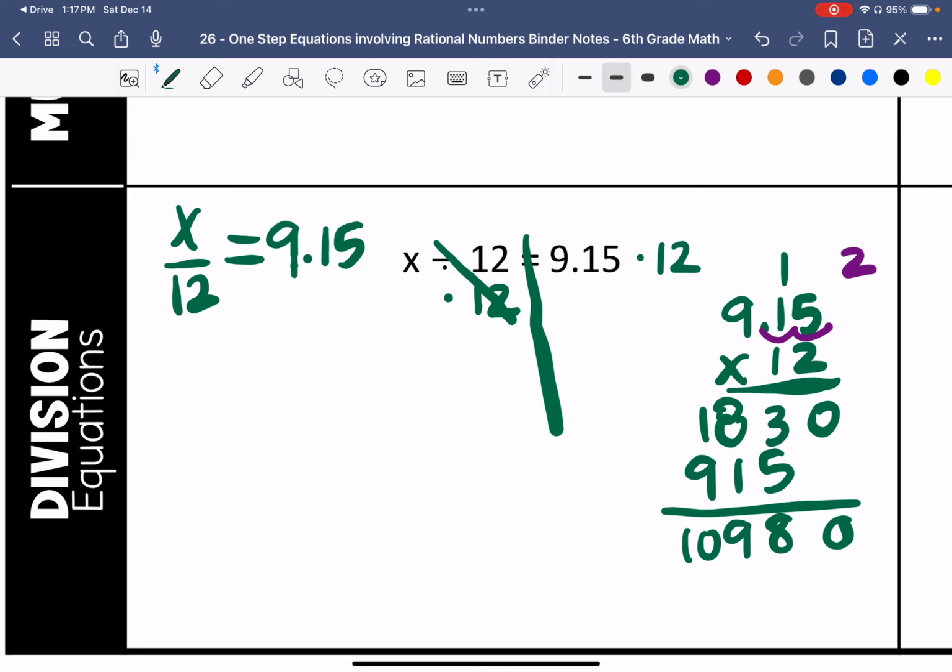And your answer has to have the same amount of decimal places. So if you had 2 in the question, you would have 2 in the answer. So my answer is x equals 109.8. I can plug it back in. 109.8 divided by 12 should be equal to 9.15.